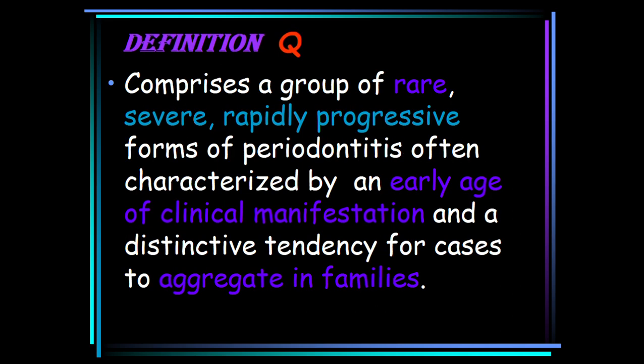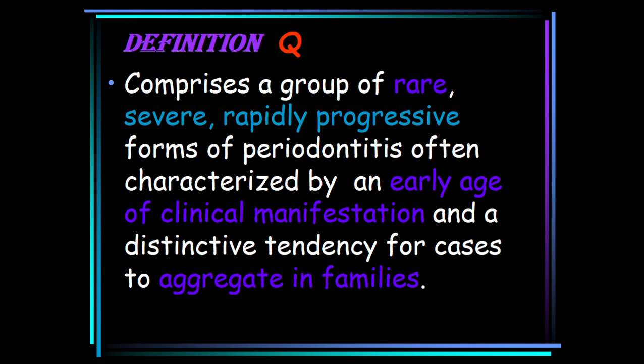Now coming on to definition. Aggressive periodontitis comprises a group of rare, severe, rapidly progressive forms of periodontitis often characterized by early age of clinical manifestation and a distinct tendency for cases to aggregate in a family.